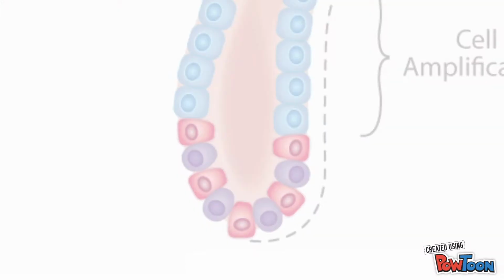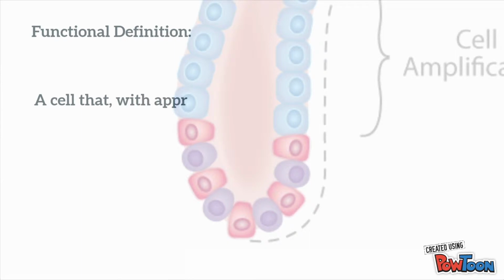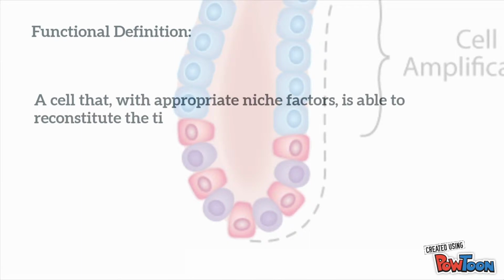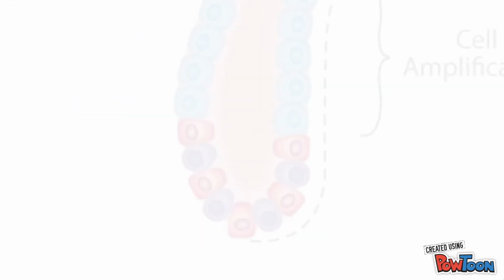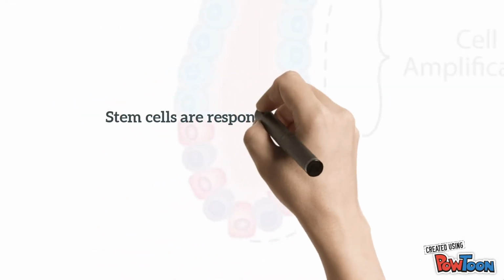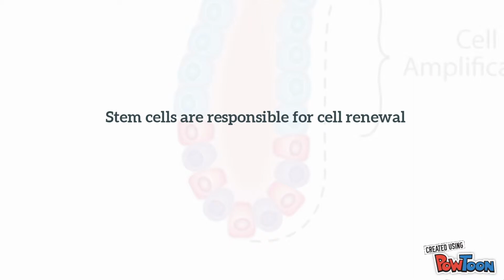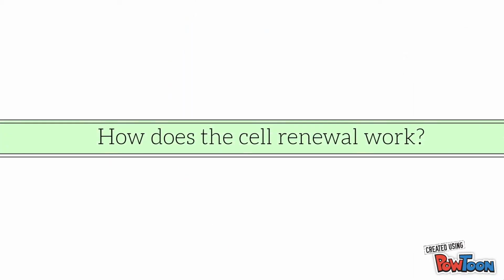There isn't a clear definition of a stem cell, but in this video we'll use the functional definition of a stem cell as a cell that, with appropriate niche factors, is able to reconstitute the tissue of its origin. The stem cell is responsible for cell renewal. This means that every type of cell in the intestinal epithelium originates from the crypt-based columnar cell. But how does that work?